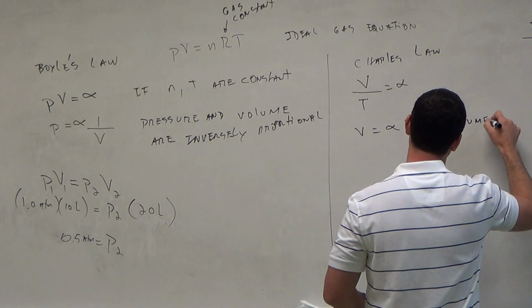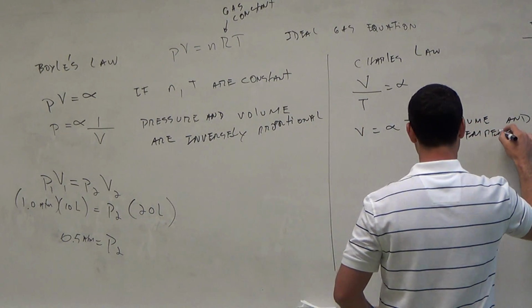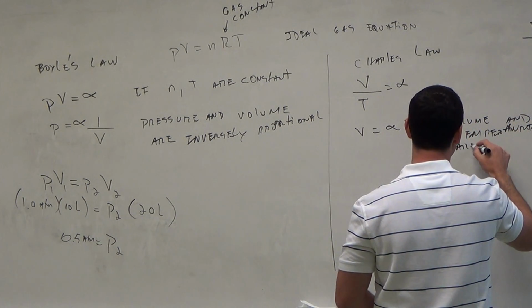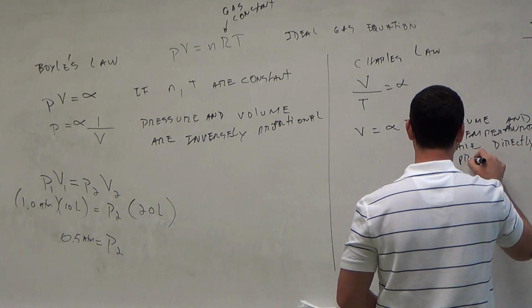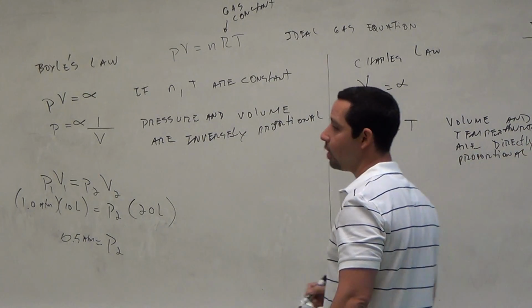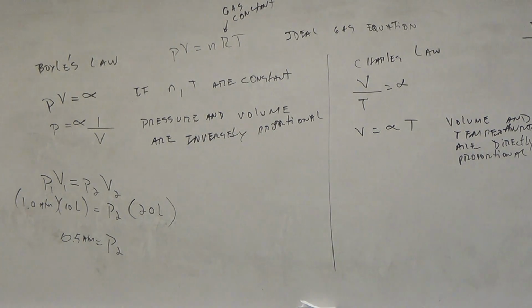Volume and temperature are directly proportional. If one increases by a factor of 2, the other one increases. Violeta, one increases by a factor of 2, the other one? Huh? Nothing?